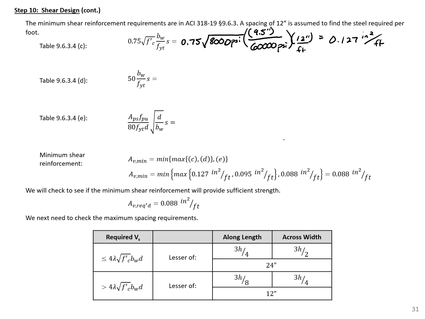Plugging in our values to our next equation here, we'll have 50 times 9.5 divided by 60,000 psi times, again, 12 inches per foot, which will give us a value here of 0.095 square inches per foot.